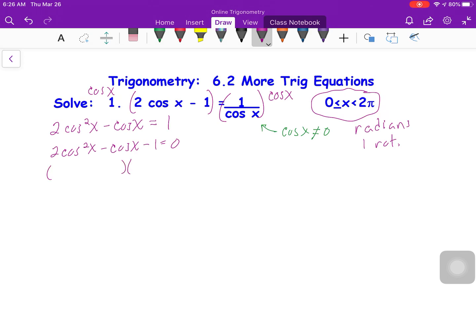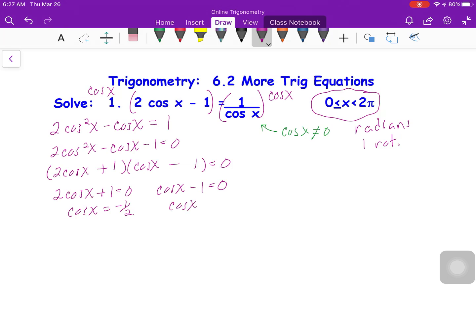This one does factor. In the front positions, we'll use a 2 cosine x and a cosine x. In the back position, we'll have to use 1 and 1, and to get our negative in the center, we'll need a negative there and a positive there. We'll set each of these two factors equal to 0. To isolate the cosine in the left one, we'll subtract 1 and divide by 2. That will give us cosine x equals negative 1 over 2. In the second one, we'll just add 1. Cosine x equals 1.